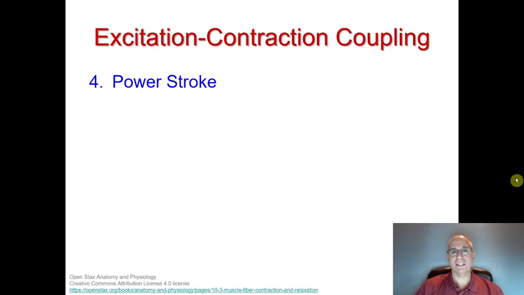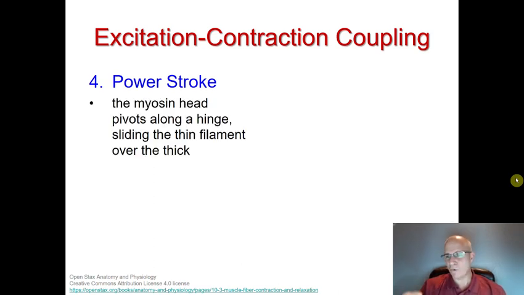Once the cross bridge has been made, then we're going to have the power stroke. And you can't just call it wimpy power stroke. You got to put a little oomph behind it, right? So this is the power stroke. And the power stroke is where energy that has been stored in our myosin head is going to be released. And when that energy is released, it's going to pivot a little bit. It's going to shift. And by pivoting, it's going to cause the thin filament to be slid over the thick just a little bit.